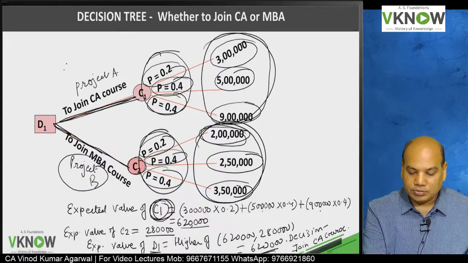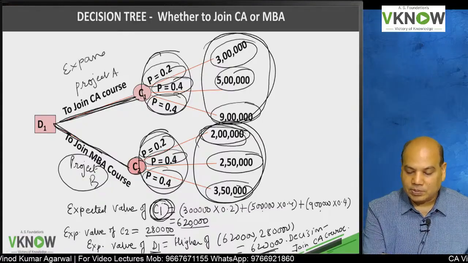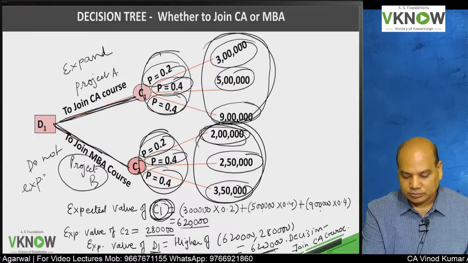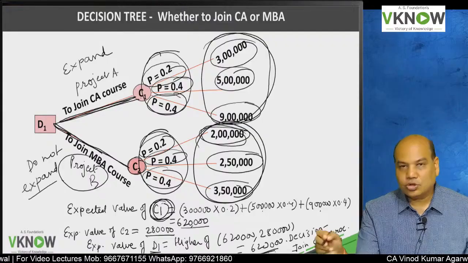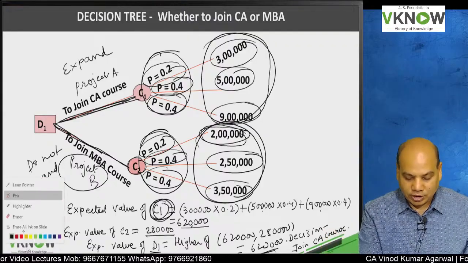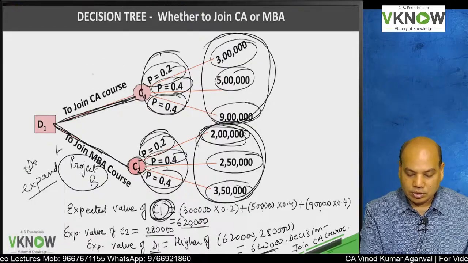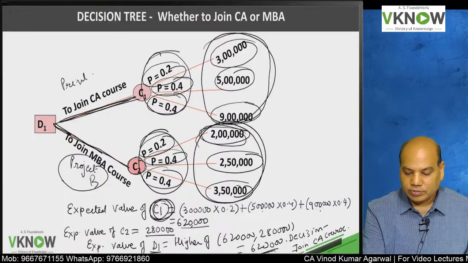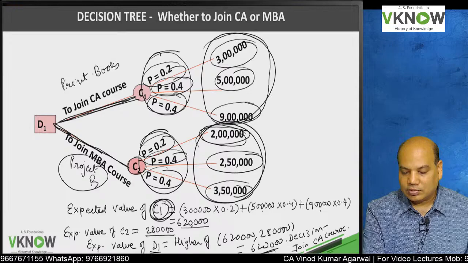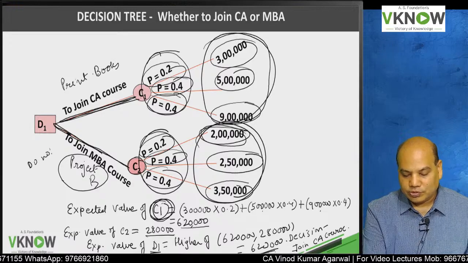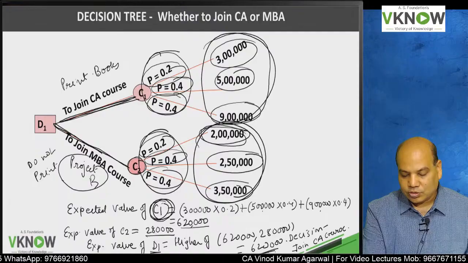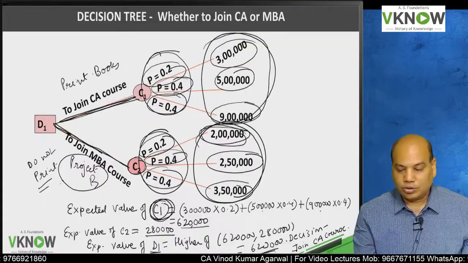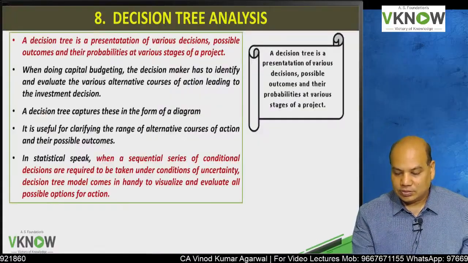There can be a problem, expand the plant capacity, do not expand the plant capacity. Then also we can draw decision tree like this. Then we have one question in the book, whether to print books or not to print books. Print books for CA final, do not print books for CA final. That is also a decision making point. So in the coming questions we are going to see several decision making points.